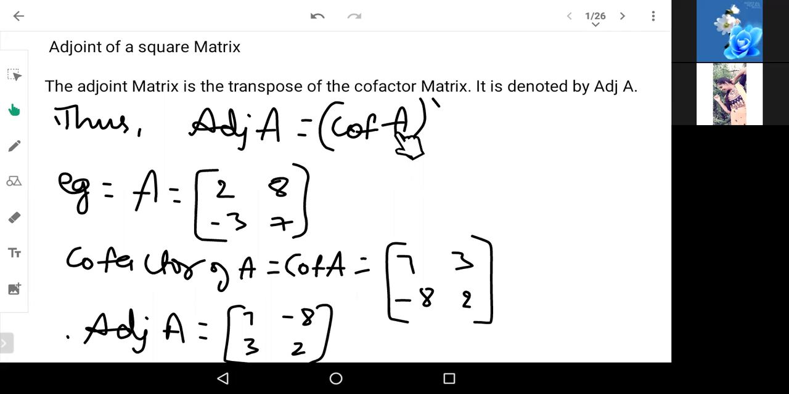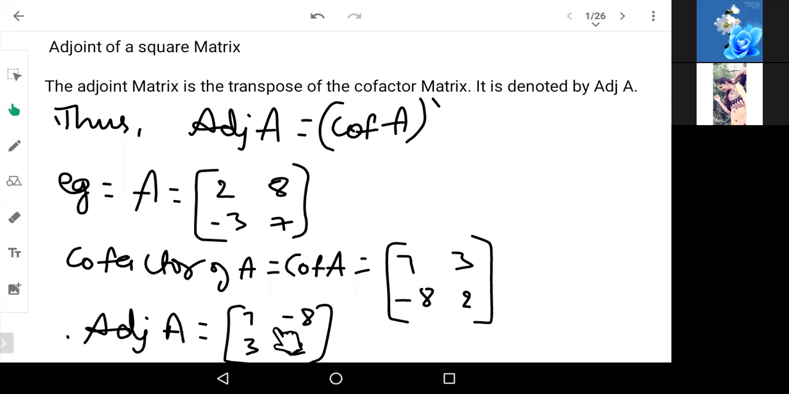Now, if you remember the last question in yesterday's class, the last question we solved was a 2 by 2 matrix where we found the cofactor, and the cofactor of this matrix was 7, 3, minus 8 and 2. Now, to find the adjoint of this matrix, first you have to find the cofactor and then do the transpose of it.